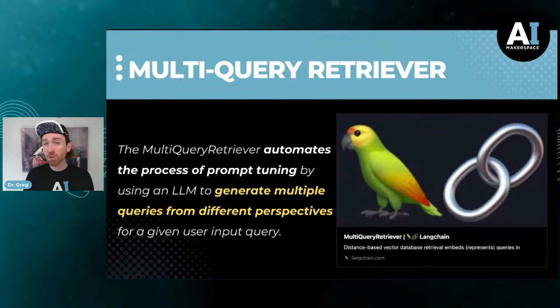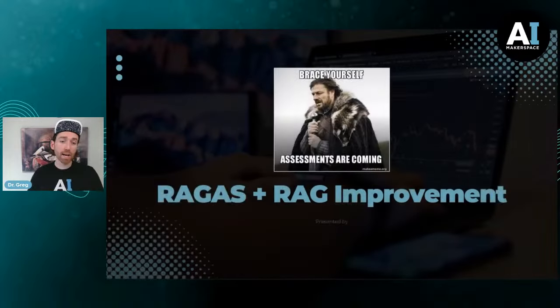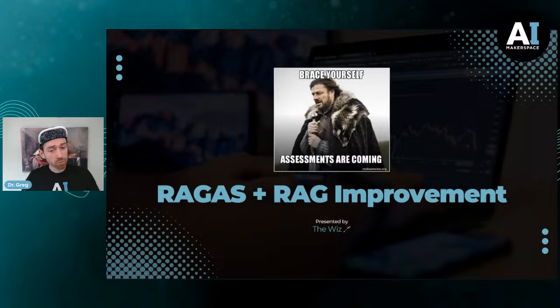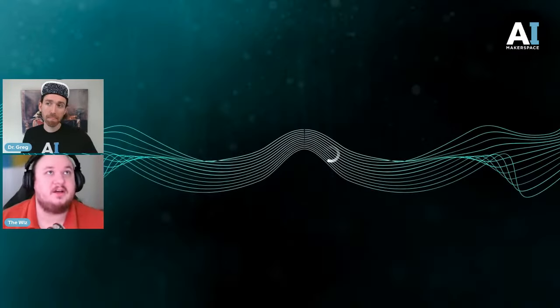But you can pick any retrievers off the shelf, and you can then go back. You can look, did my metrics go up? Did they go down? What's happening as I add more data or more different retrieval advanced methods to my system? And in this way, we can see how we can combine RAGAS with RAG improvement, as Wiz will go ahead and show us right now. Oh, yeah, Greg. Can't wait.